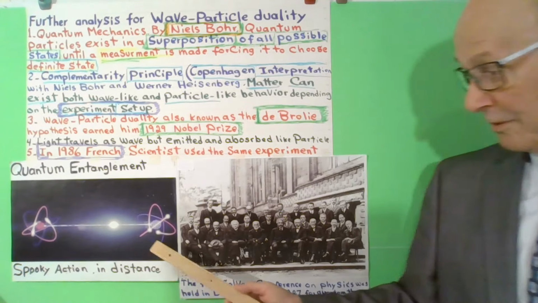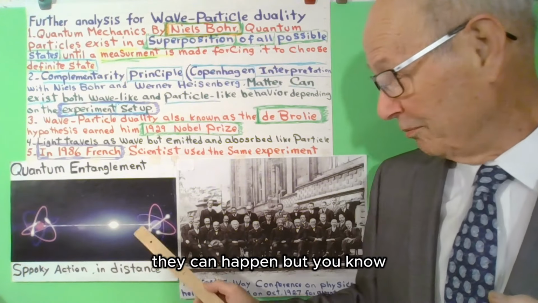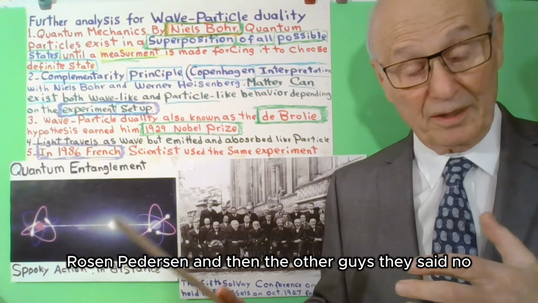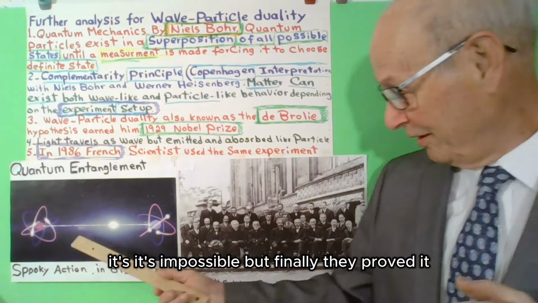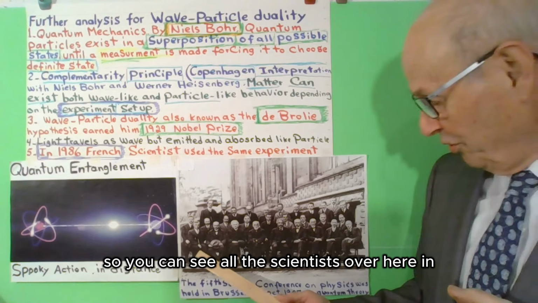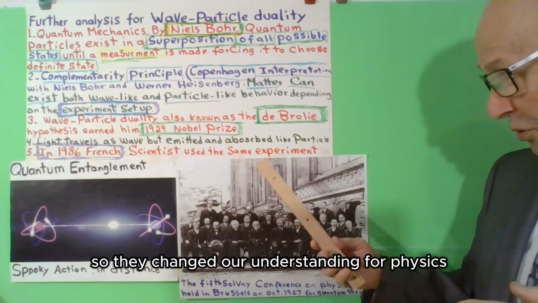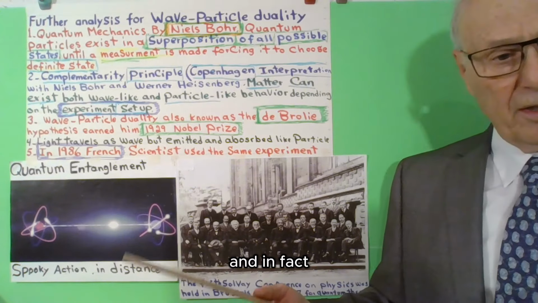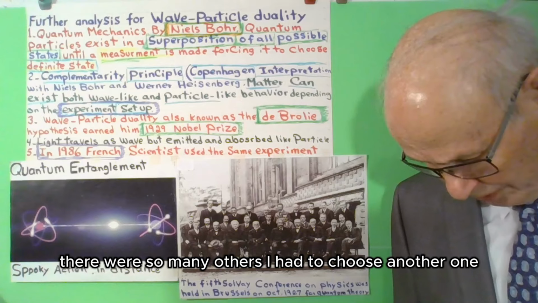And finally, Niels Bohr proved that they can happen, but Einstein, Podolsky, Rosen and the other guys said no, it's impossible. But finally, they proved it. So you can see all the scientists were here in Brussels, so they changed our understanding of physics. And in fact, there were so many others. I had to choose another one.